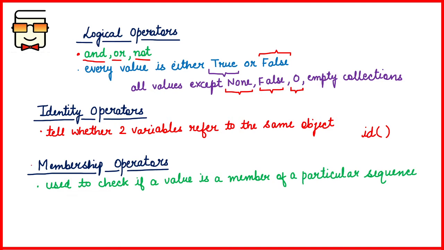Now the last category that would be taken care of in this video is the membership operators. As you can understand from the name, the membership operators tell whether a particular value is a member. That means whether it is a part of a given collection or a given sequence or not. That sequence or collection can be a list, it can be a string, or any of the collection data types that we have studied in the previous lectures.